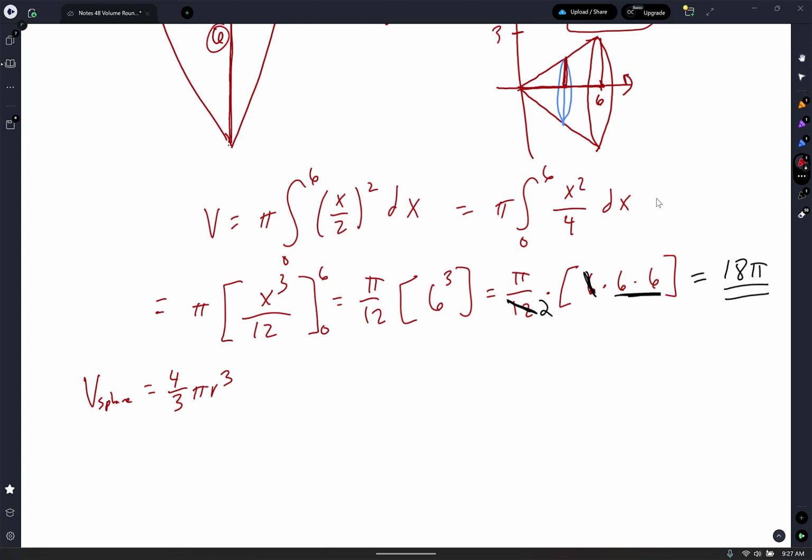Par cubed. So here's my sphere with a radius of 3. So 4/3 pi times 3 cubed. One of these 3's cancels out again. You can see why I like 3 so much. 3 squared is 9. 9 times 4 is 36 pi.